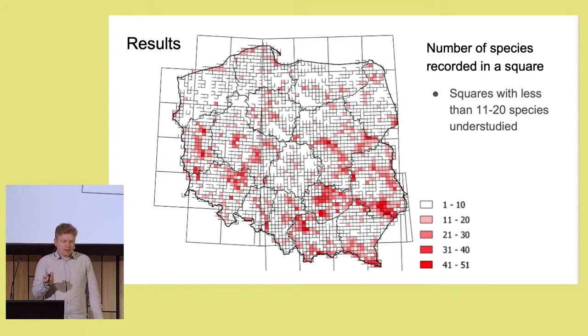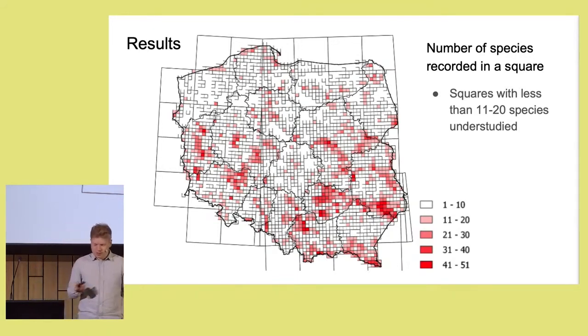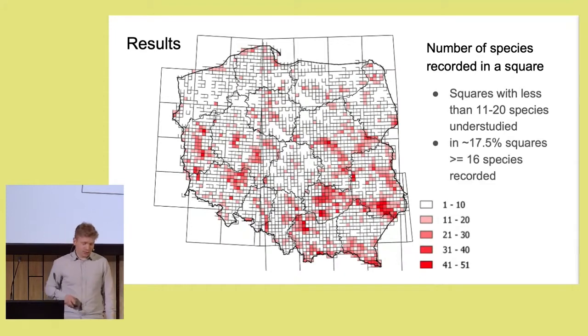So at least 11 to 20 species should be present, like the very common species that change between the regions, but should be present in every square. And if we calculate this, we can see that there is lots to do, because only 17% of squares have 16 or more species.